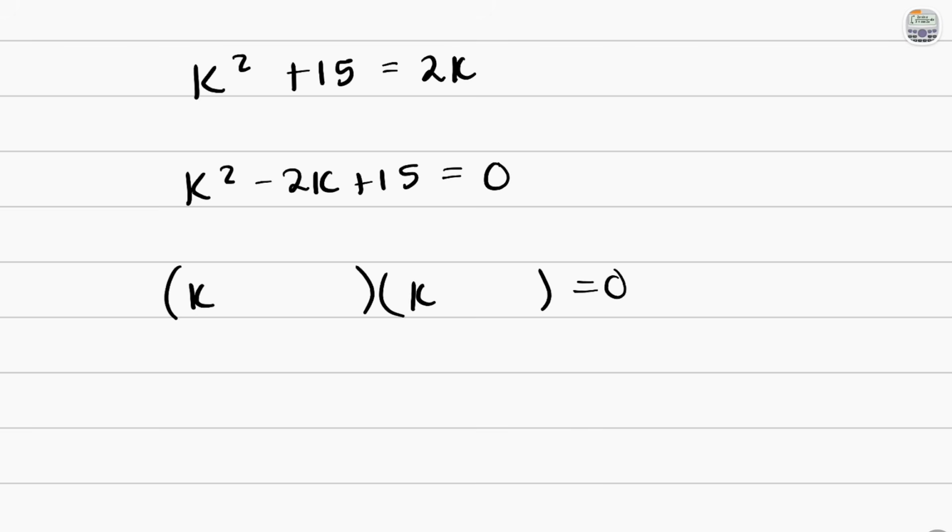k times k gives us k squared. Factors of 15: 15 can be 3 and 5. In this case, it's not going to work because the 15 is positive. The only way we can get positive 15 is positive 5 times positive 3, or negative 5 times negative 3. But the middle is negative, so it has to be negative. Negative 5 minus 3 is negative 8, not negative 2. So we can't really factorize it.